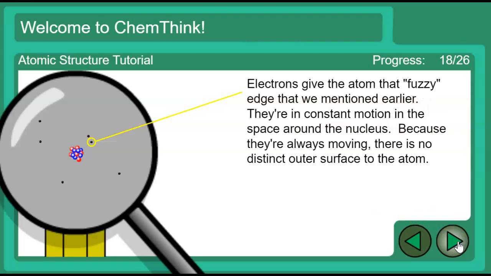Electrons give the atom that fuzzy edge that we mentioned earlier. That's because they're in constant motion in the space around the nucleus. Because they're always moving, there is no distinct outer surface to the atom. So there's not a nice wall around an atom. That's not how it works. We have a nucleus, and then we have these electrons just flying around the outside.